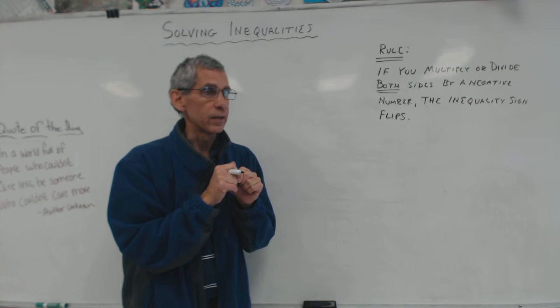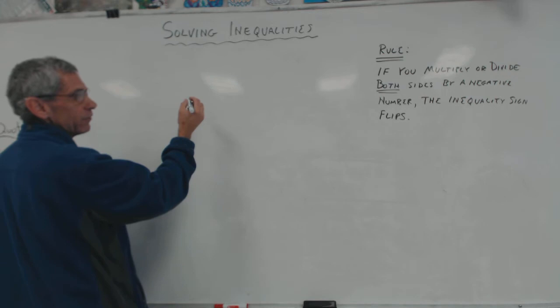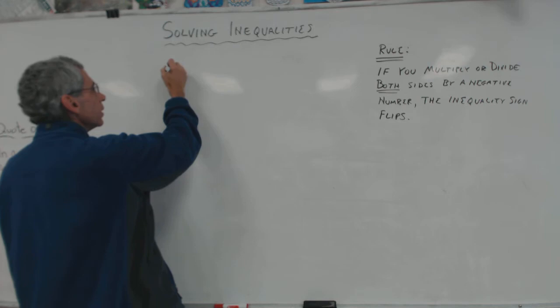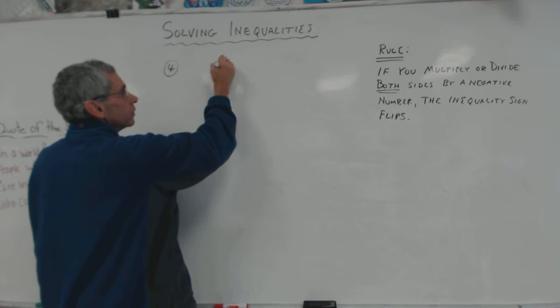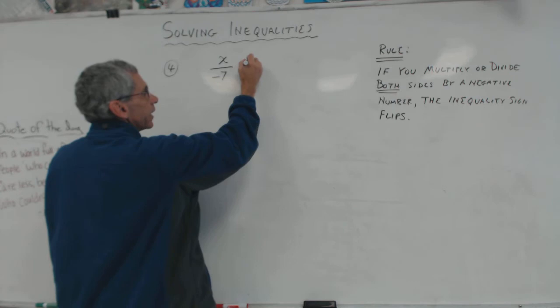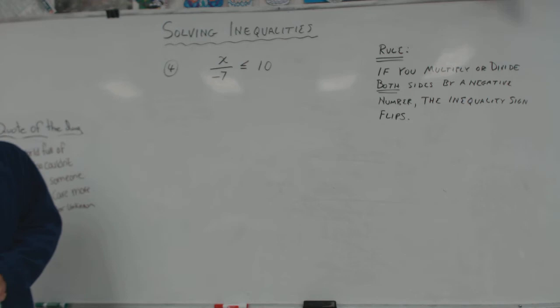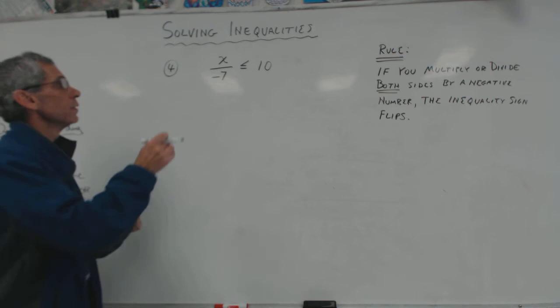Okay, so here's my last problem. How many did I give you? You gave us three so far. What's this? Number four? Yeah, it's four. All right, what if I add this: x over negative 7 is less than or equal to 10. I have to do something. What do I do? You times both sides by negative 7.